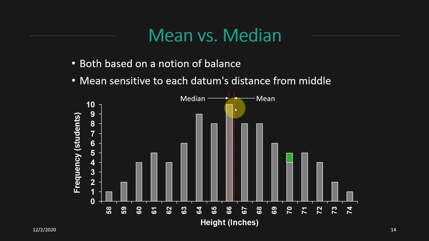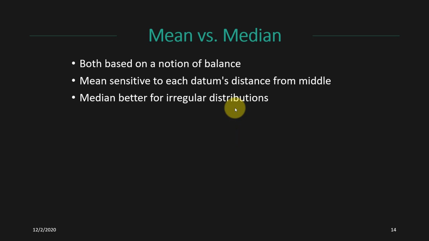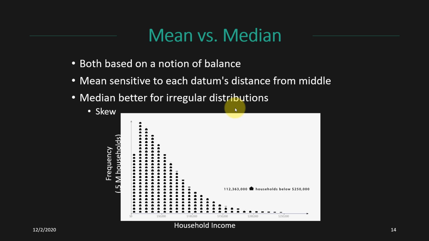So in some circumstances, this can be a desirable property of the mean, but it can also be a problem because it means if you have one outlier in your data set, your mean is going to get pulled in that direction. This makes the median actually a lot better and more desirable for kind of irregular and skewed distributions.